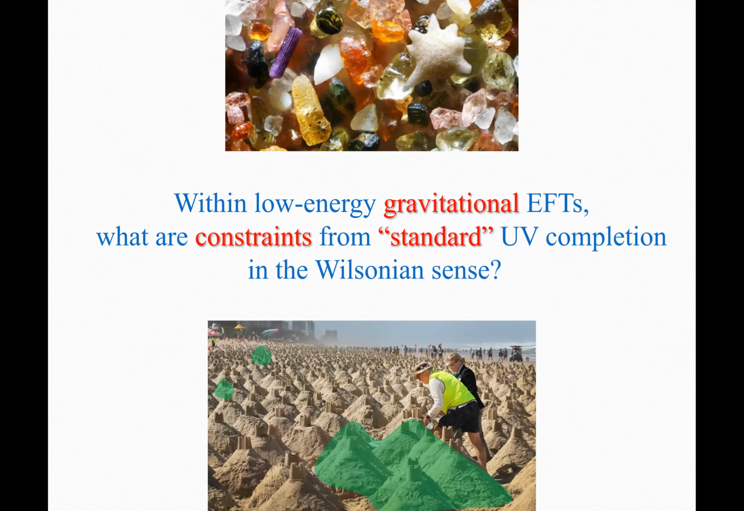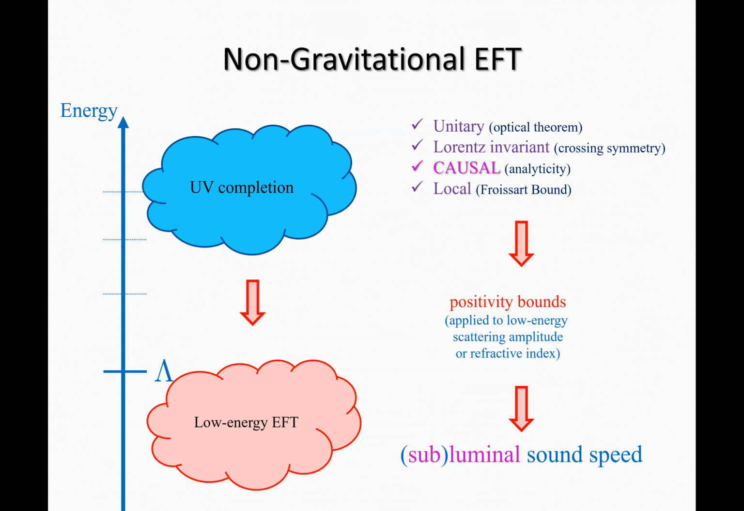So the question I would like to address, and this is the question we all like to address here, is what the constraints are within a low energy gravitational effective field theory, not necessarily from an embedding within string theory, but from an embedding within a standard high energy completion. And I'll be very specific in the type of assumptions that I'm imposing on myself in determining these so-called positivity bounds. It's a little bit simpler to start with a non-gravitational effective field theory, because then the connection is very clear.